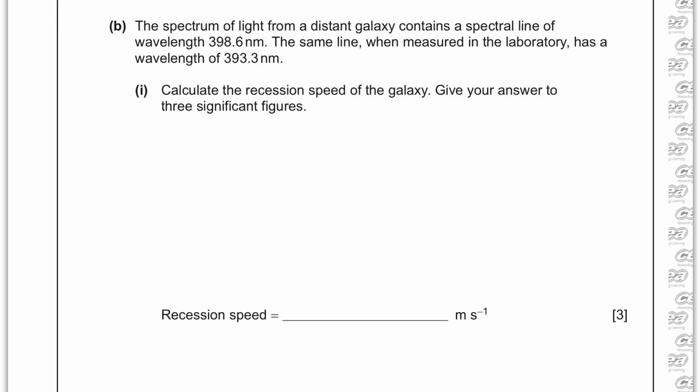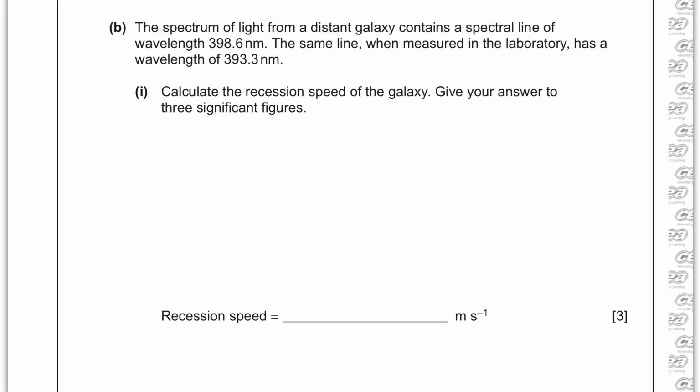Part B then. The spectrum of light from a distant galaxy contains a spectral line of wavelength 398.6 nanometer. The same line when measured in the laboratory has a wavelength of 393.3 nanometer. Calculate the recession speed of the galaxy. Give your answer to 3 significant figures.